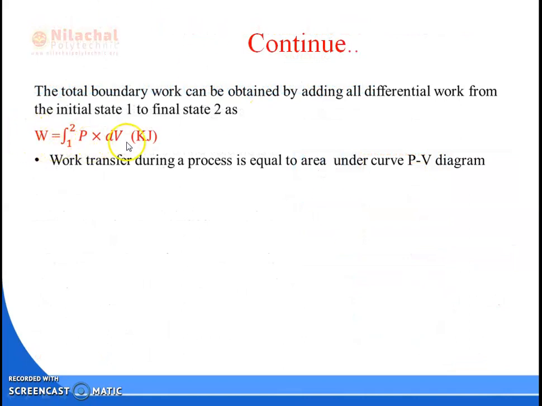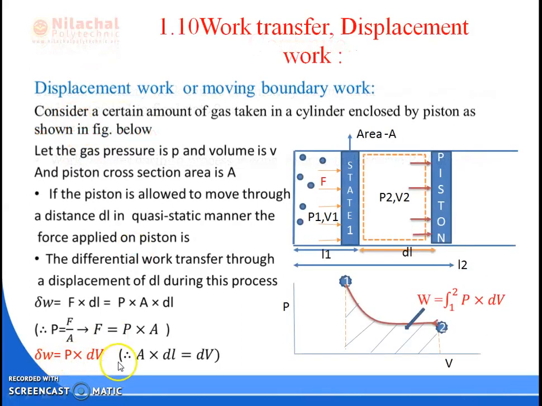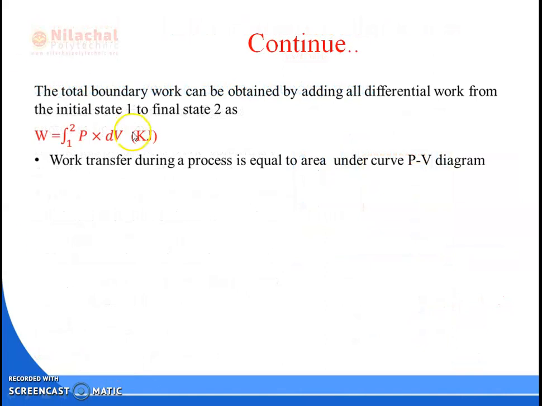So del W is equal to P dV, then W is equal to integration of P dV. From where to where? From initial state 1 to final state 2. So W is equal to integration of P dV from state 1 to state 2. What is del W? Del W is equal to P dV, and W is equal to integration of P dV.